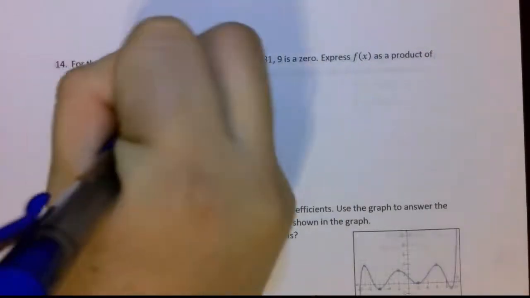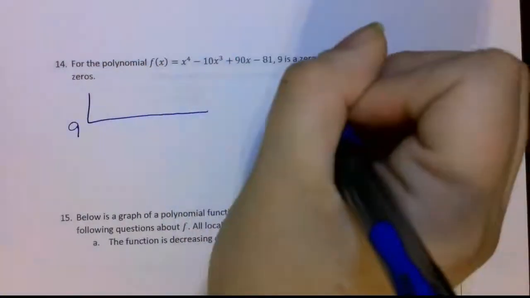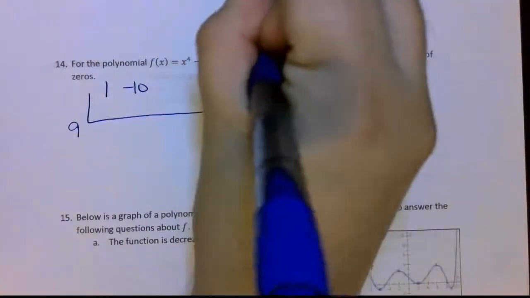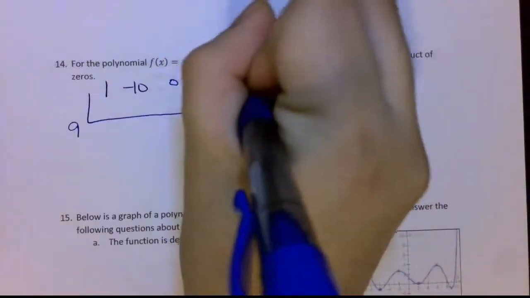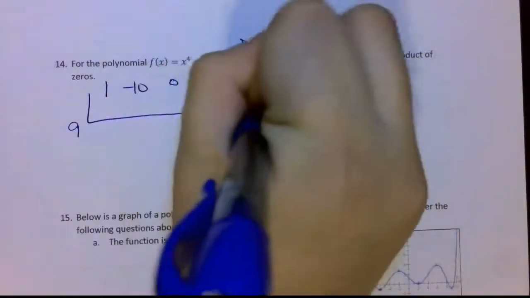To do that, it tells me 9 is my zero, so that gets written outside. Then I'm going to write my coefficients of the polynomial inside. I have 1, negative 10. There's no x squared term, so I'm going to write a 0 as a placeholder. 90, negative 81.